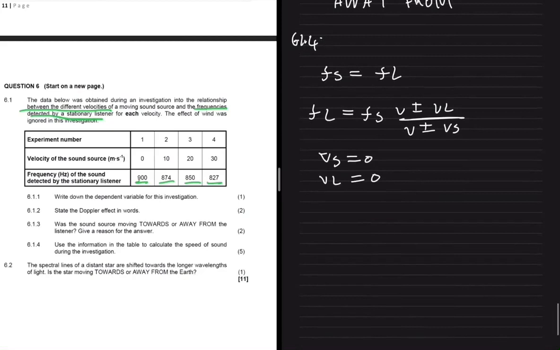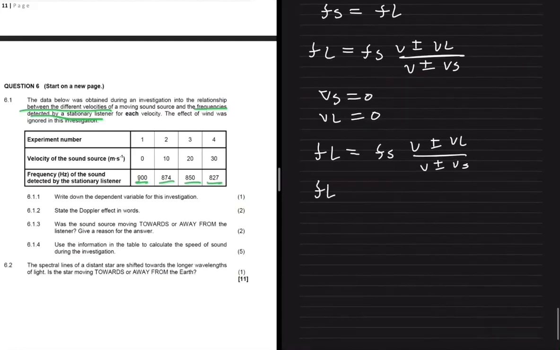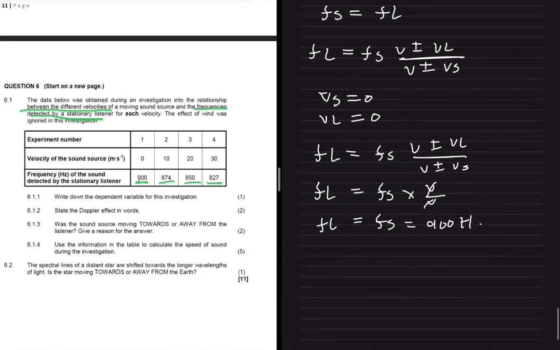If we put that into the equation, FL equals Fs (V plus or minus VL) divided by (V plus or minus Vs). But Vs and VL are 0, so we end up with FL equals Fs multiplied by (V plus or minus 0) divided by (V plus or minus 0). These just cancel out, so FL equals Fs. So the frequency emitted by the sound source is basically 900 Hz if you look at experiment 1 and pay attention to details.